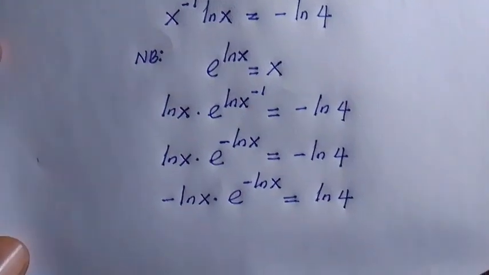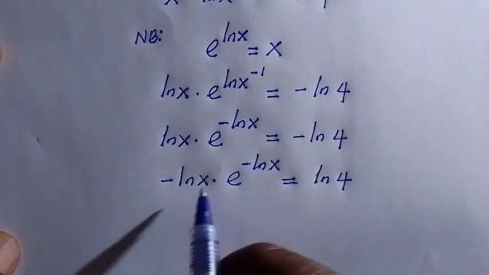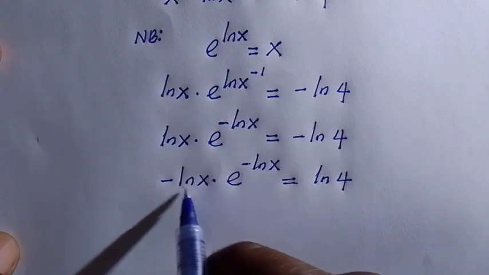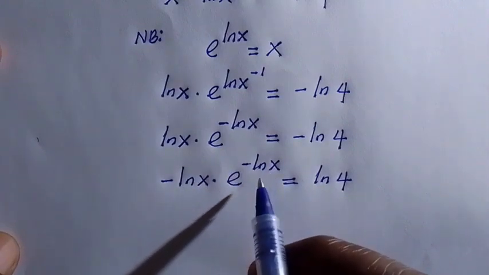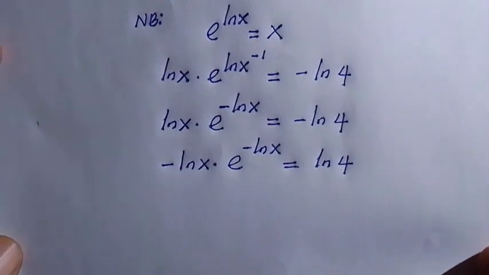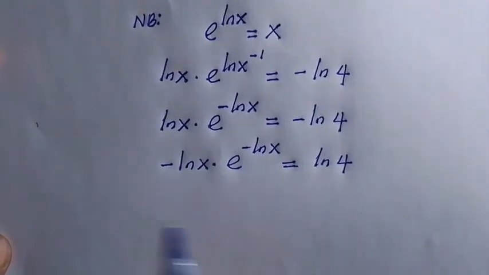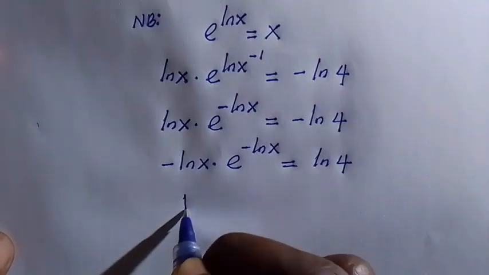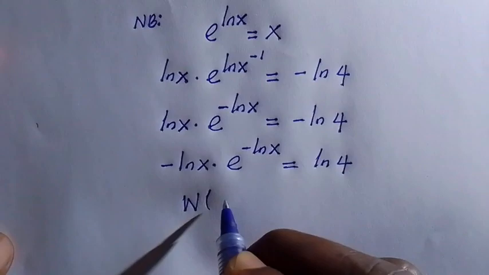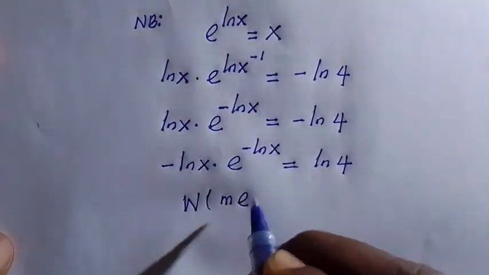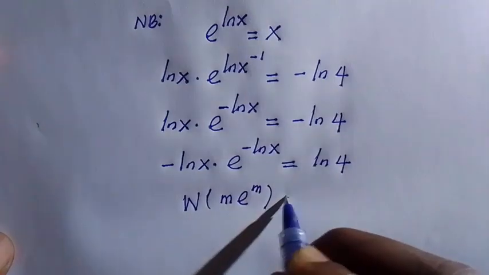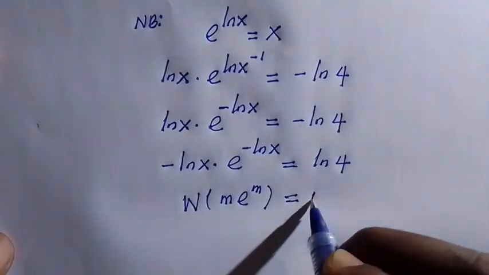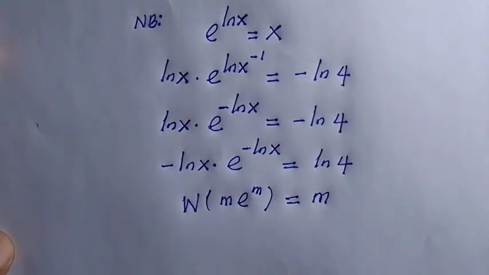The essence of doing all these things is that we want to make sure that the coefficient of this one resembles the power of this exponent. And what rule tells us that? The rule that tells us that is called the Lambert omega function. Suppose we have omega of m e to the power of m, this is always a constant, and we have it as m.